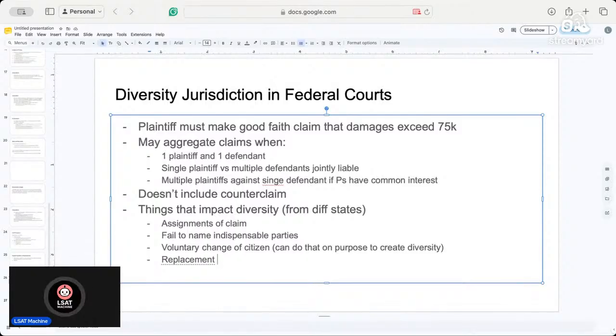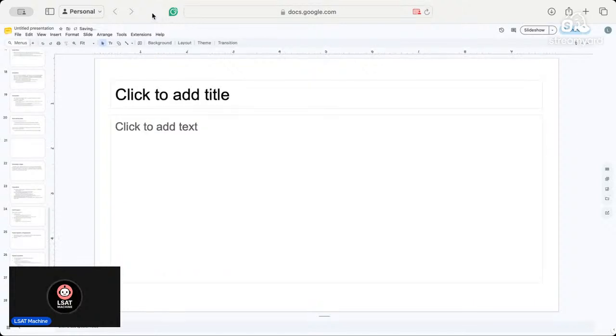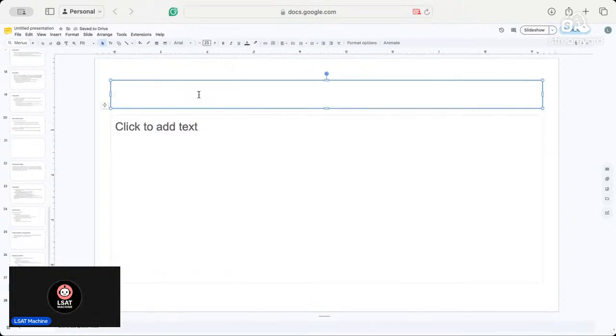Okay. Now, what happens when you have a lot of different claims and you're trying to get into federal court? Because sometimes it doesn't make sense to split your time between federal court and state court, especially if the claims are related. So that's where supplemental jurisdiction comes in. And this is in federal court.